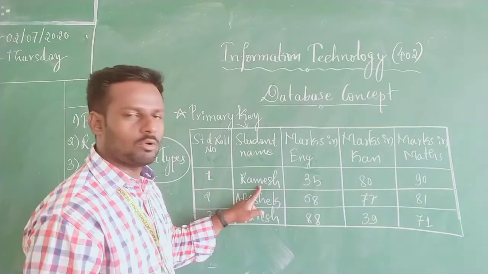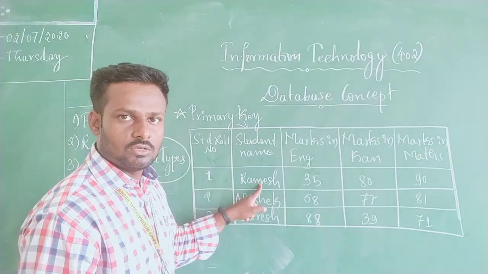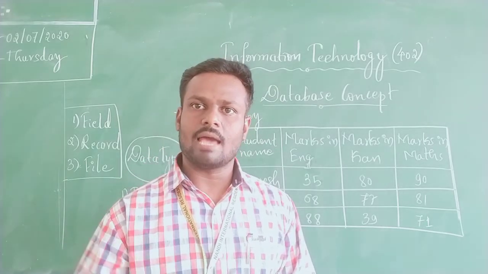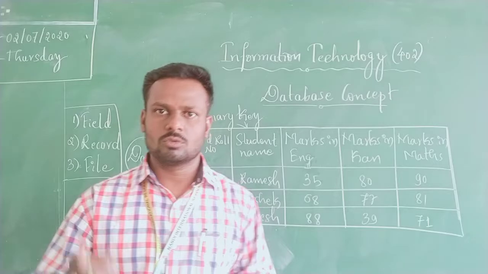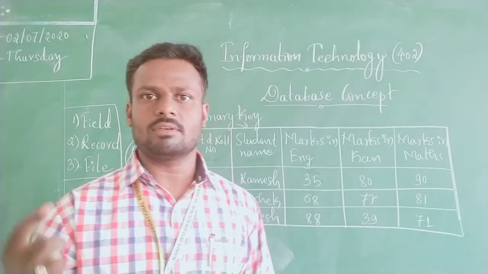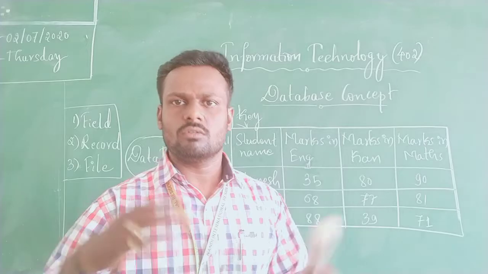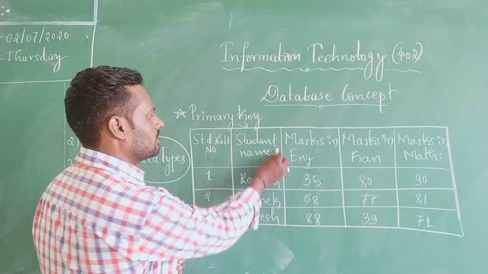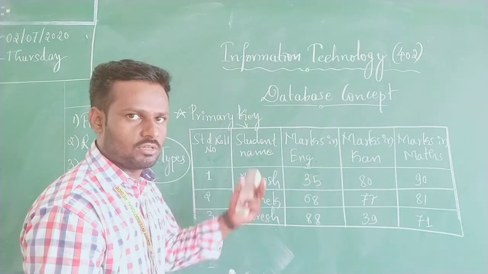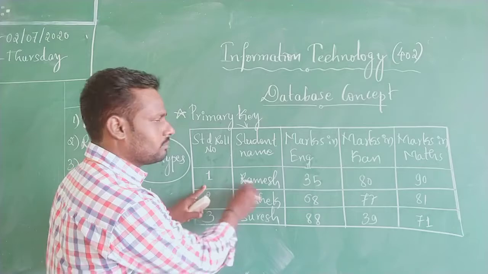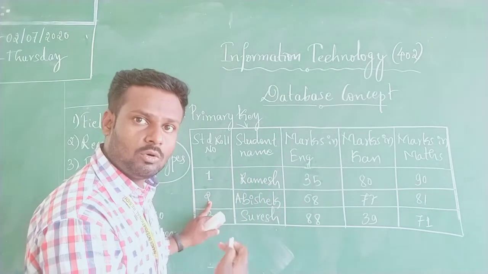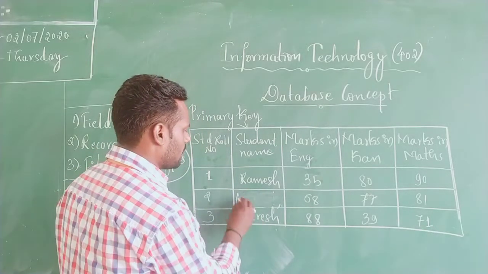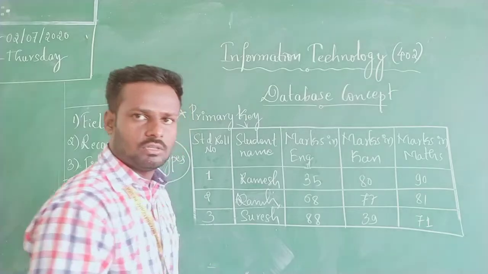Suppose roll number 1 is Ramesh, right? In a school classroom, we can have two students having the same name, isn't it? Not only two, we can have more than one. Now suppose I make the student name column the primary key, and roll number 1 is Ramesh. Suppose roll number 2 student is also having the same name, Ramesh.